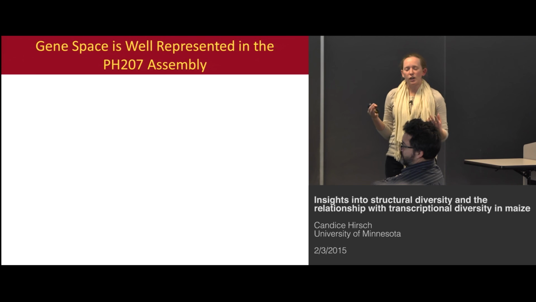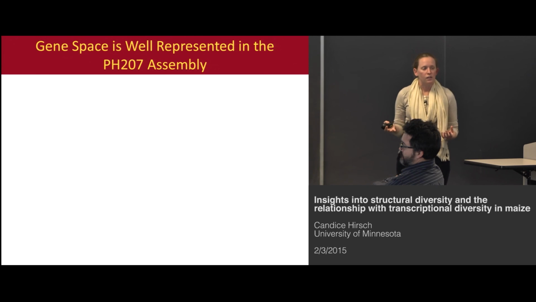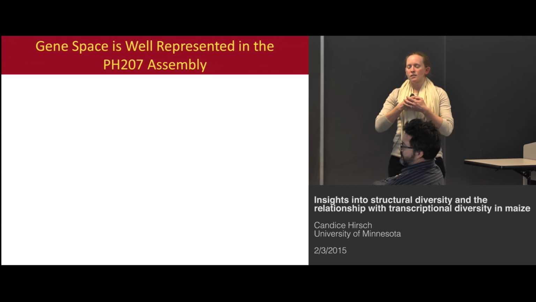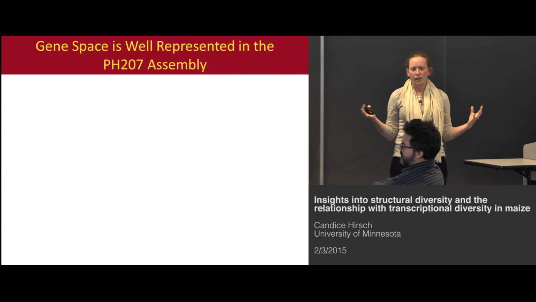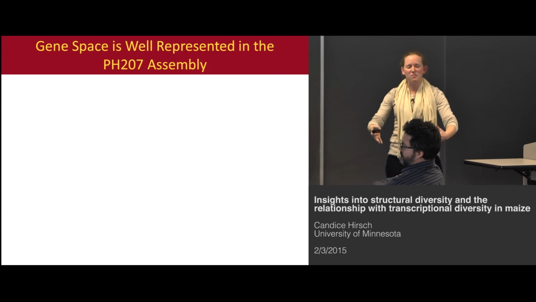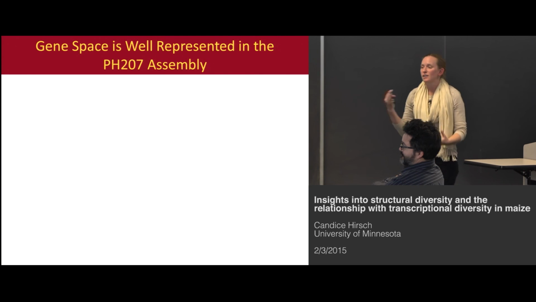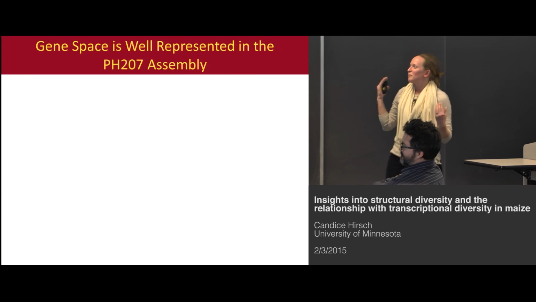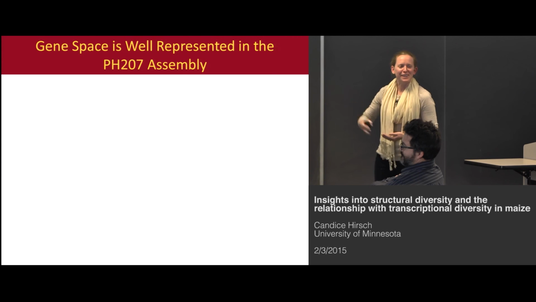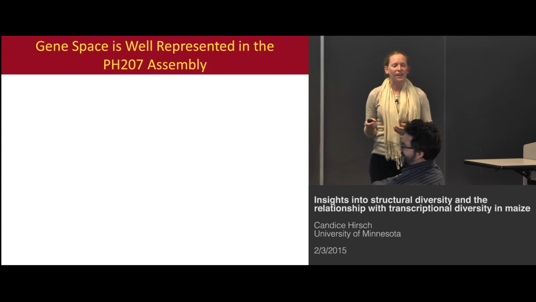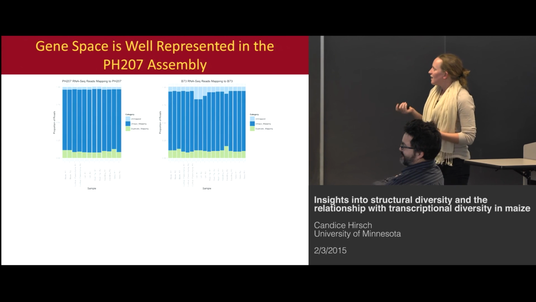But what we cared about the most was making sure that the gene space was actually covered. With maize, you can spend a lifetime going into the black hole of trying to understand all the TE variation. For now, at this point in my career, we're going to take the low-hanging fruit and look at gene variation.